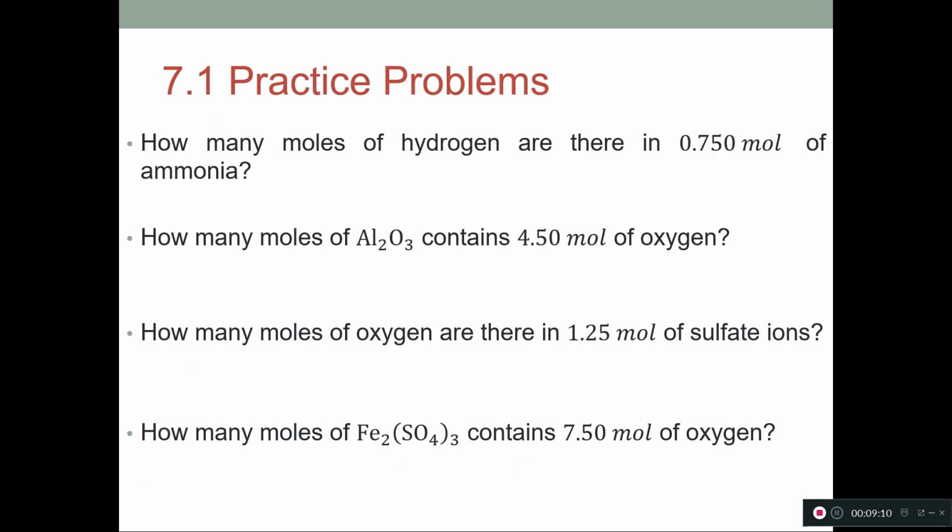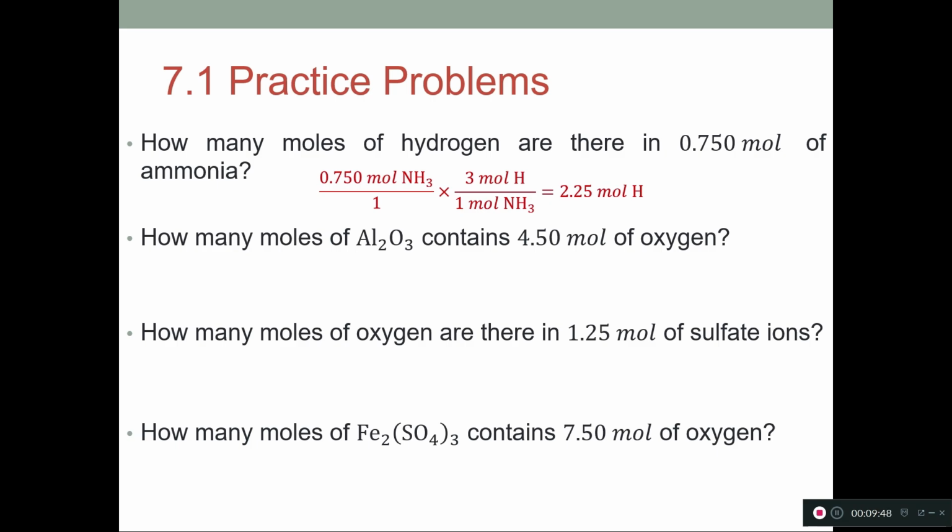How many moles of hydrogen are there in 0.750 moles of ammonia? So we want to start with our 0.750 moles of ammonia. Then we want to use the conversion factor of moles of ammonia to moles of hydrogen. So there are 3 moles of hydrogen in 1 mole of ammonia. And so the moles of ammonia will cancel out, and we are left with 2.25 moles of hydrogen. In other words, if I handed you a container that had 0.750 moles of ammonia, you would know that you were also holding 2.25 moles of hydrogen, which are contained in the ammonia.